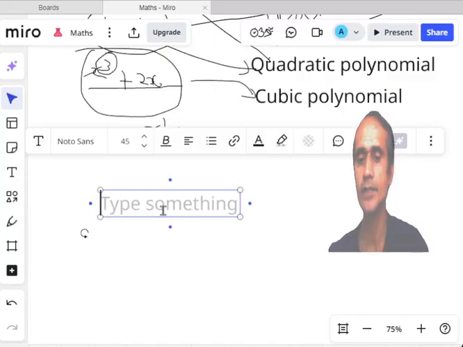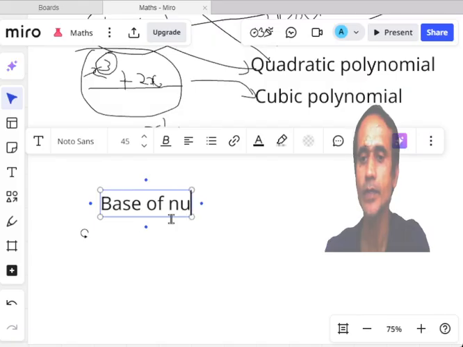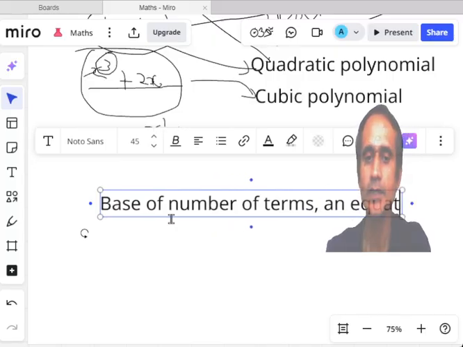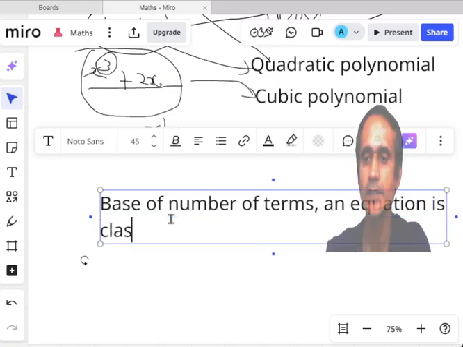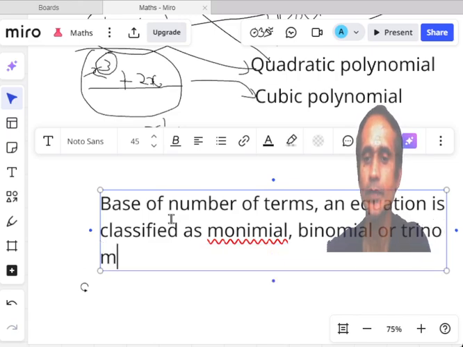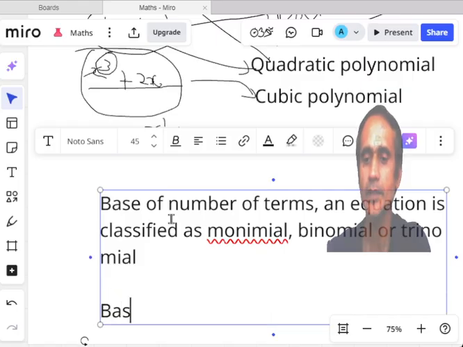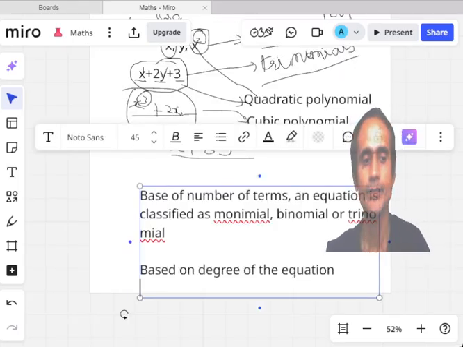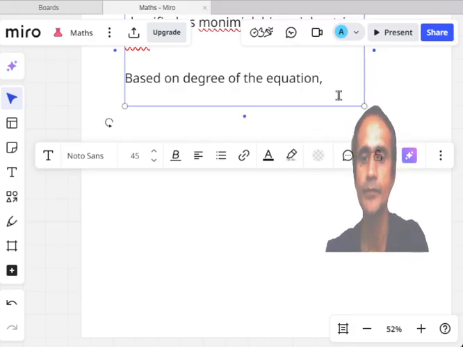So I will summarize it. Based on the number of terms, an equation is classified as monomial, binomial or trinomial, and based on the degree of the equation, it is, I mean degree means highest degree.